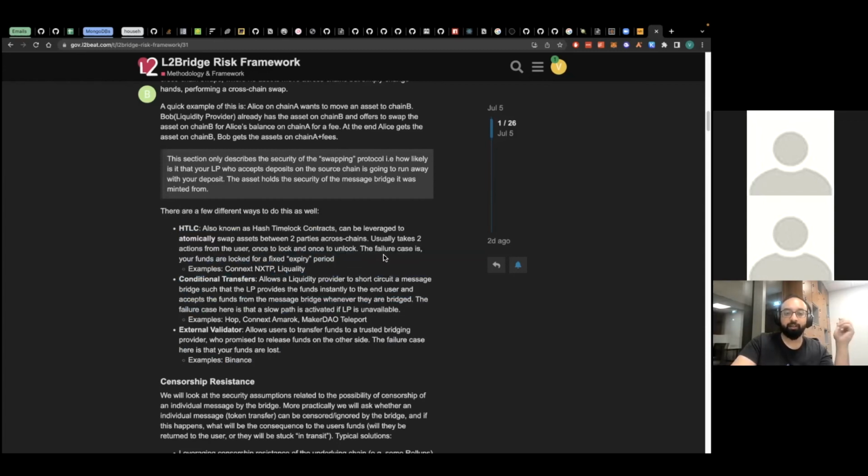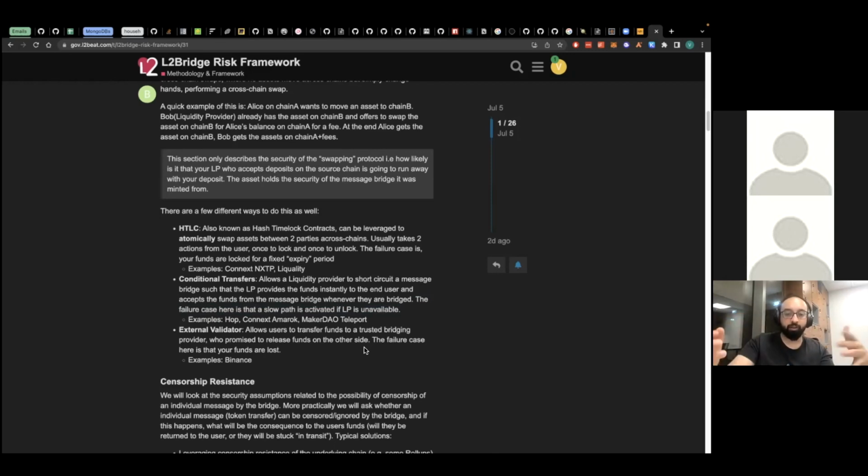The worst thing that can happen in an HTLC is that your funds are locked for an expiry period, whatever that might be. The worst thing that can happen in a conditional transfer is that there is no liquidity provider, and you indeed have to go via the slow path, and that's 30 minutes to 7 days, depending on the underlying message bridge. The worst case in an external validator-based liquidity network is that your funds are lost.